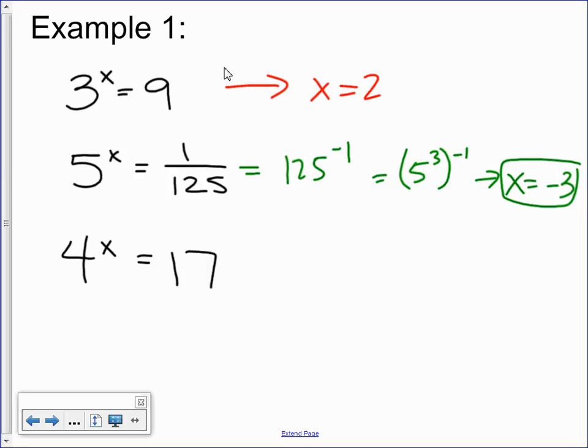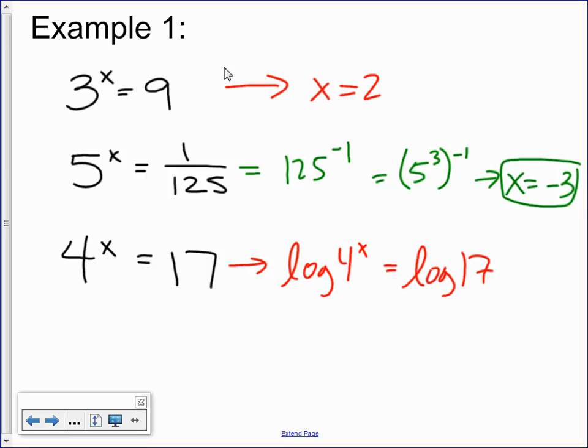No matter how hard you work on your calculator, you will probably not find a nice, pretty number that takes 4 to 17. So here's what you do. Log both sides. When it comes to an expression like this, you just log both sides. So you go log 4 to the x is equal to log 17. I love some log math.